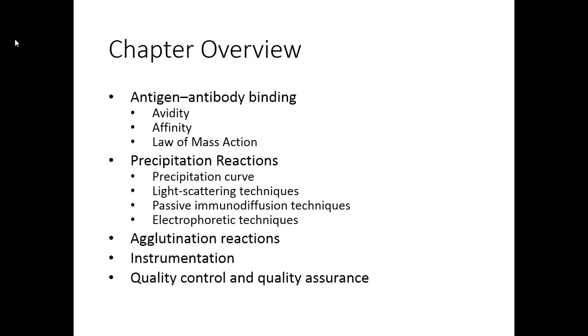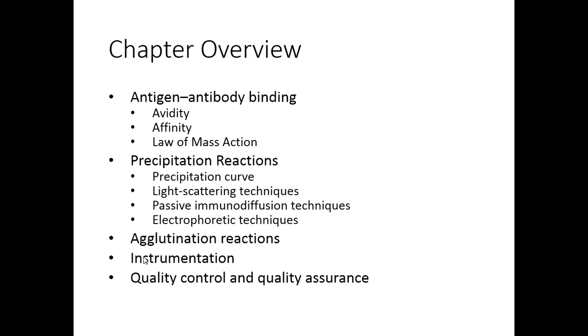The chapter overview today: we're going to look at antigen-antibody binding, some specific characteristics of those antigen-antibody bonds. We're going to look at some of the assays that are based on a couple of different types of reactions. Some are called precipitation reactions and some are called agglutination reactions. I actually scratched out the instrumentation piece. We're not going to follow along with the textbook around the one little discussion about instrumentation, because we're going to do a lot more of that as the semester wears on, and then quality control and quality assurance.